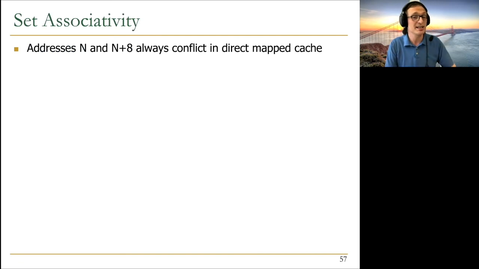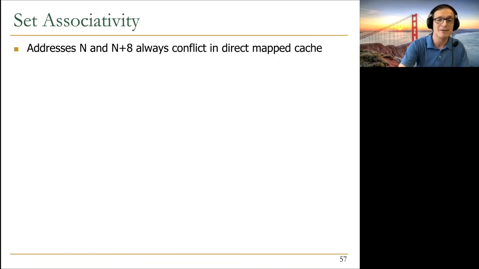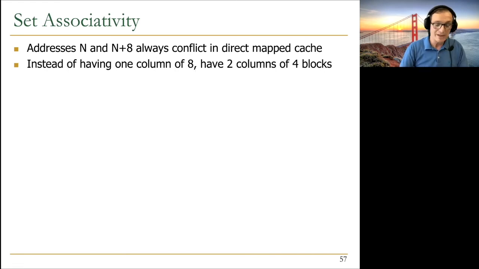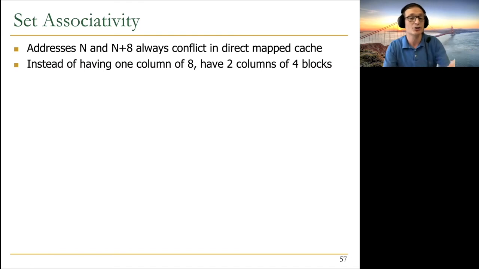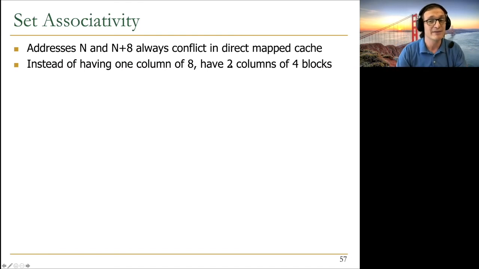So set associativity is built so that you actually avoid such conflict misses. The problem was that addresses N and N plus 8 in our toy memory always conflict in the direct-mapped cache, right? How do we avoid those conflicts? What we had was a mapping function, a column of 8, and one index can go to only one location. Why not enable one index to go to two possible locations?